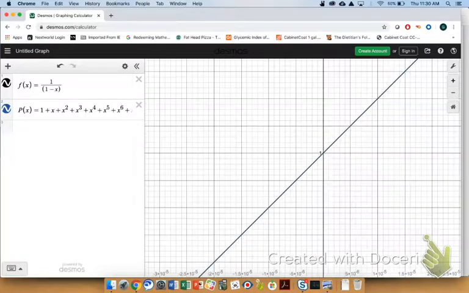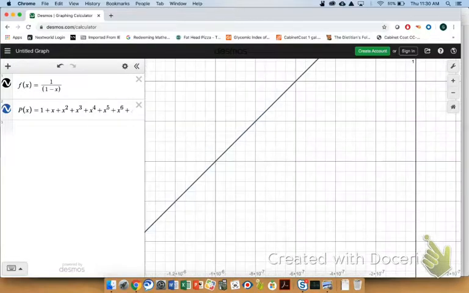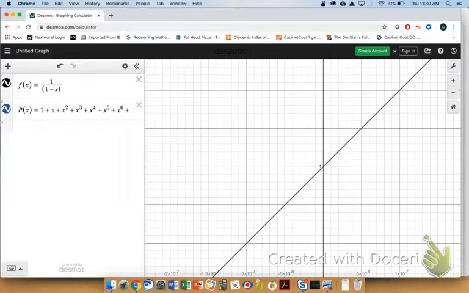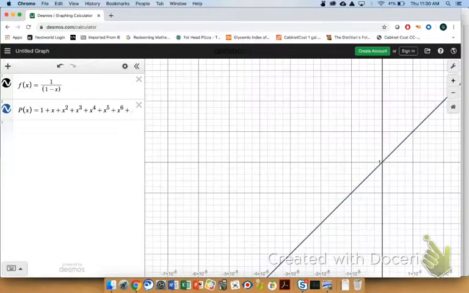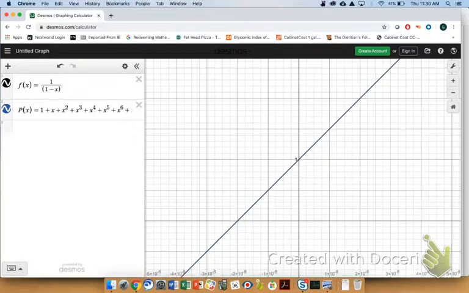Boy, it's tough to see. I'm so curious, when is it going to happen? Have you ever wondered how far Desmos can zoom in? Yeah, let's find out. Keep going, Desmos. You can do it. Let me see if I can just get this right in the middle. That would be lovely.